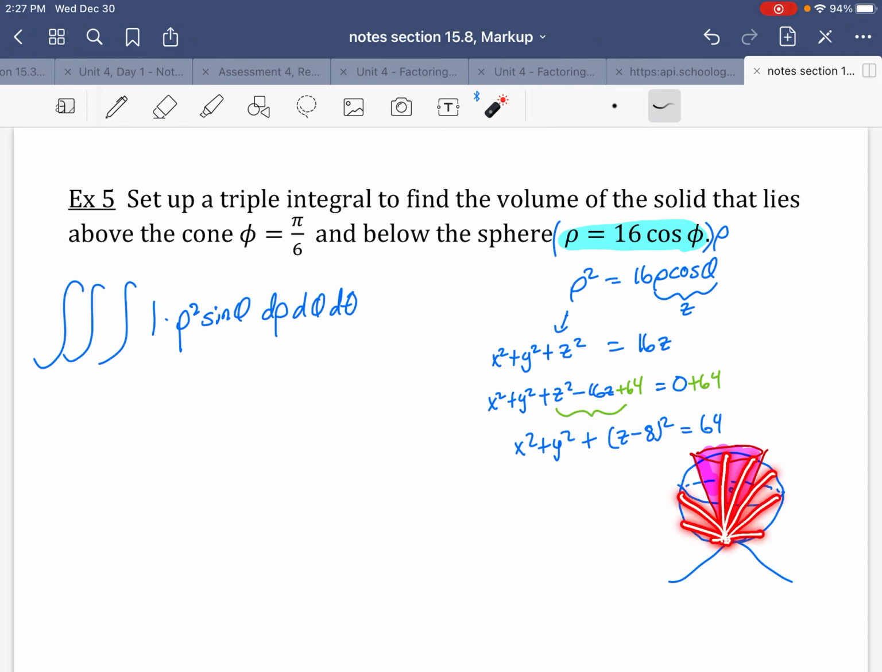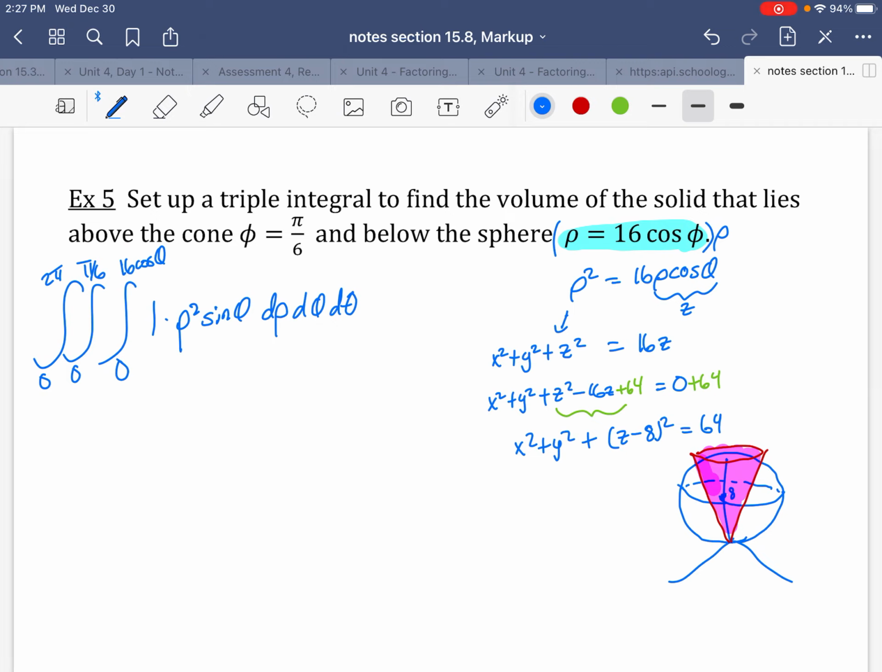So I'm going to go from 0 and I'm going to put 16 cosine phi right here, because that's what I want to stay inside. So 0 to 16 cosine phi. Then I want to stay within the cone, 0 to pi over 6. And I want to go all the way around, so 0 to 2 pi.